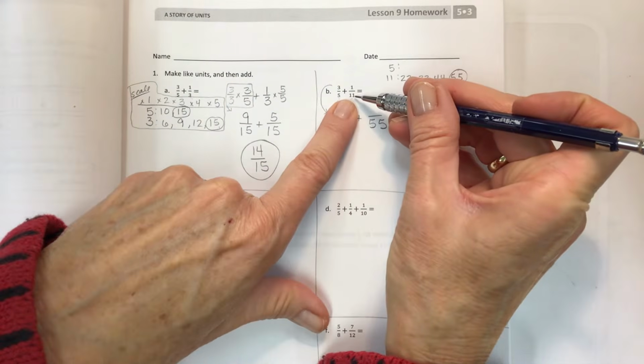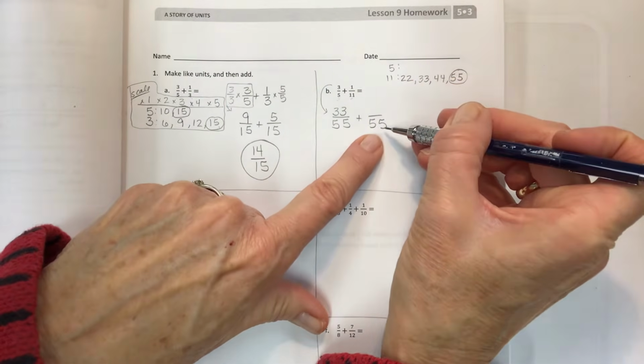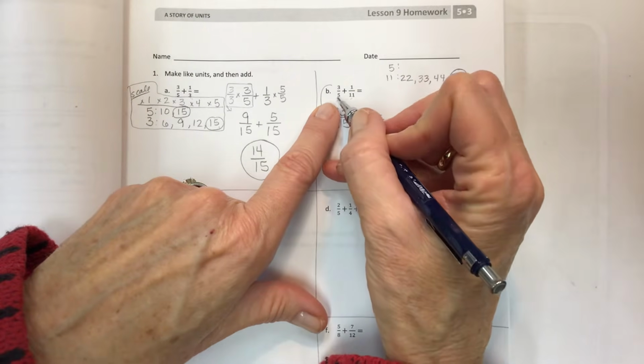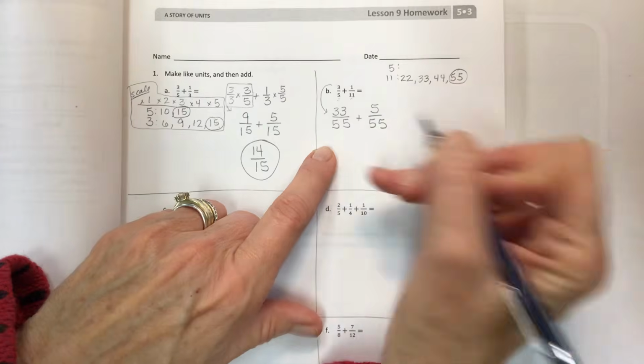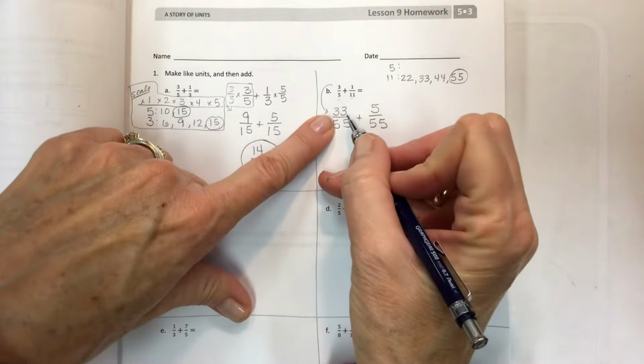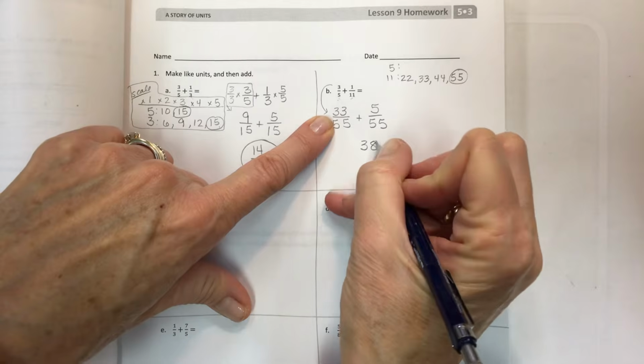If I have to use 11 as my denominator here and get to 55, then my scale factor is times 5, which is right here. Multiply 5 times 1 to get 5. So you're increasing the value of the pieces by the opposite denominator. 33 plus 5, 38.